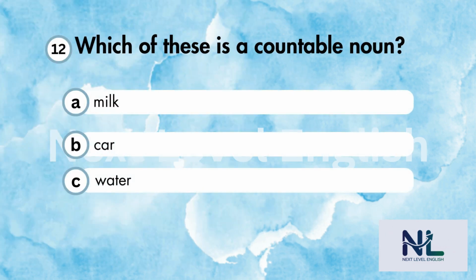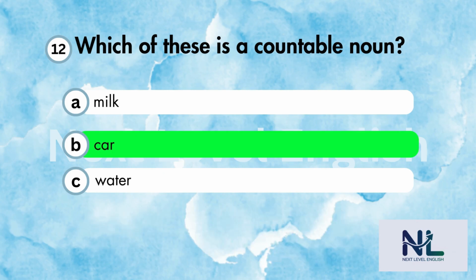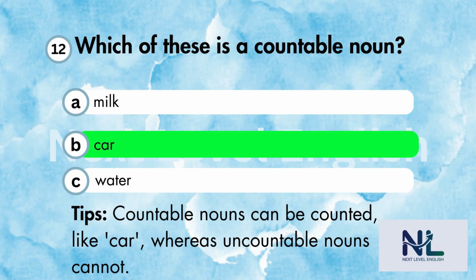12. Which of these is a countable noun? Car. Tips: countable nouns can be counted, like car, whereas uncountable nouns cannot.